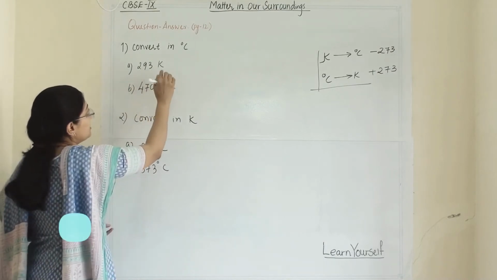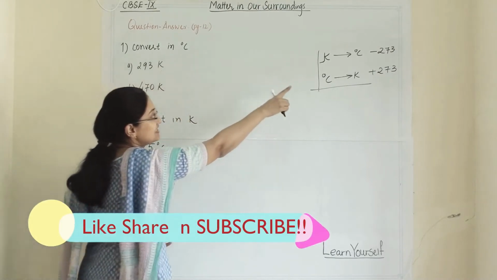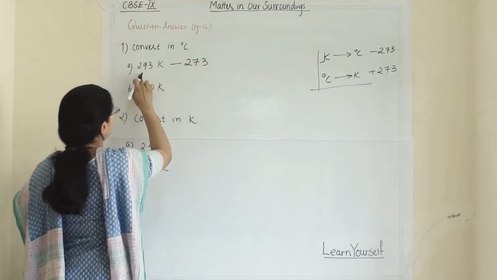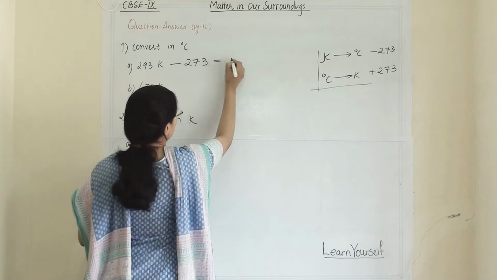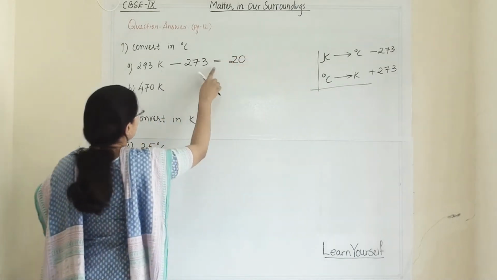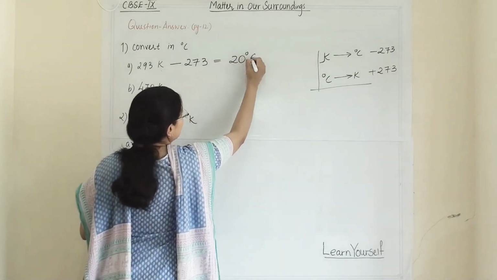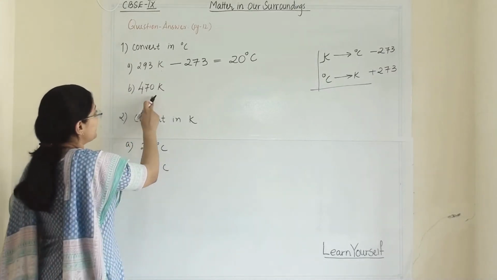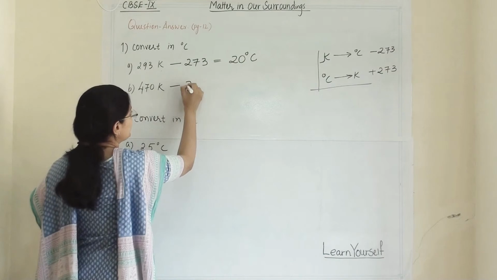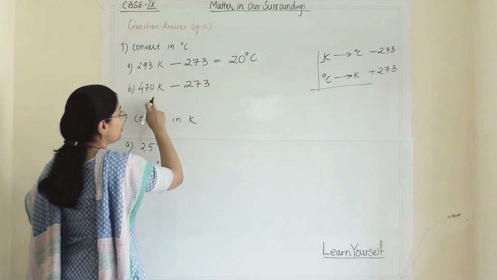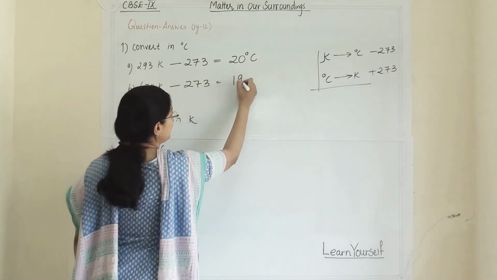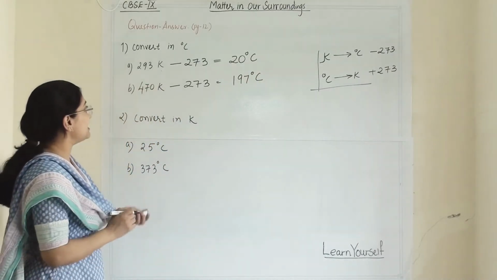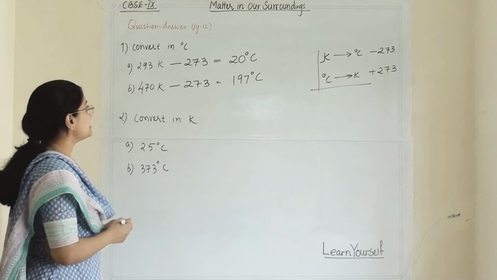293 Kelvin. Now we have to convert this in degrees Celsius. So we have to subtract 273 from 293. So we will get 20, and this 20 is our degree Celsius temperature. In next, 470 Kelvin is there. When we are subtracting 273 from it, we will get 197 degree Celsius.